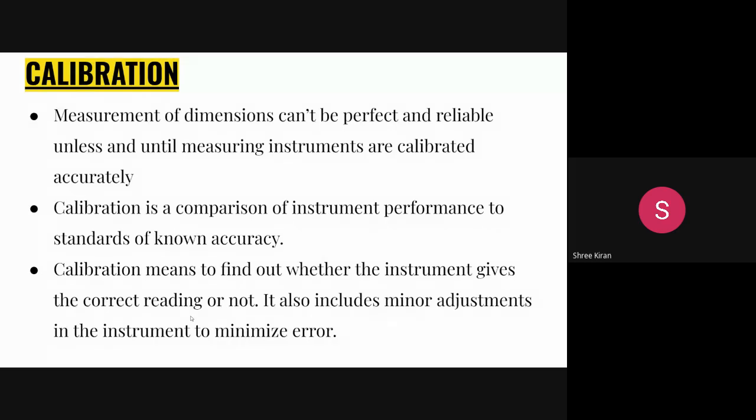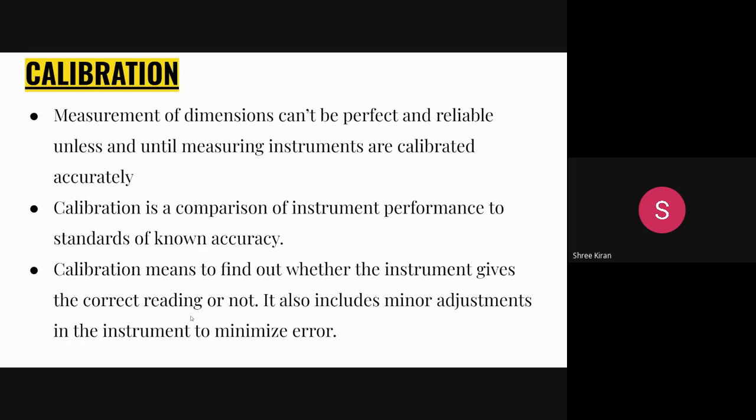So the measurements of the dimensions can't be perfect and reliable unless and until the measuring instruments are calibrated accurately. That's what happens. In the case of calibration, the measuring instruments can be taken.